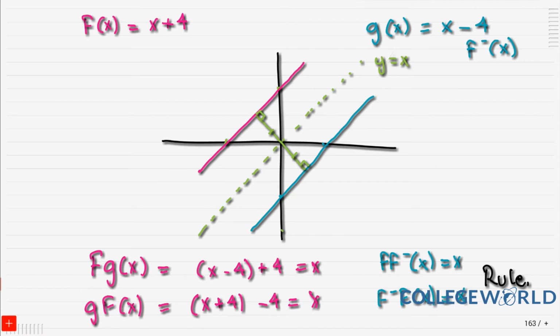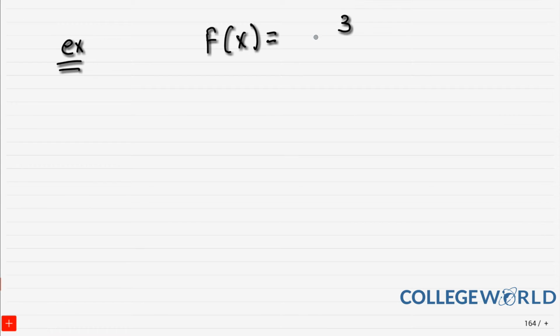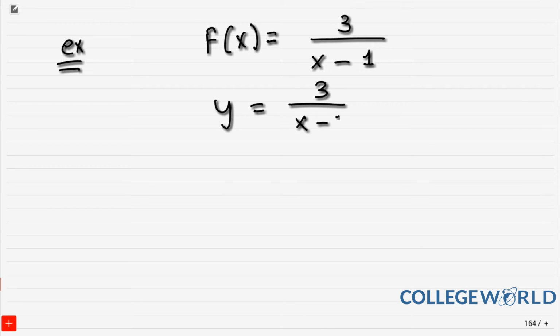Now it can be more complex than just linear functions. Then this is where you need to think harder. For instance, if I give you this example instead, here you have f of x equal to 3 over x minus 1. So let's say y equals 3 over x minus 1. As I said, the first step is to flip the variables in order to make your life easier. And then you're trying to make y the subject of the formula.